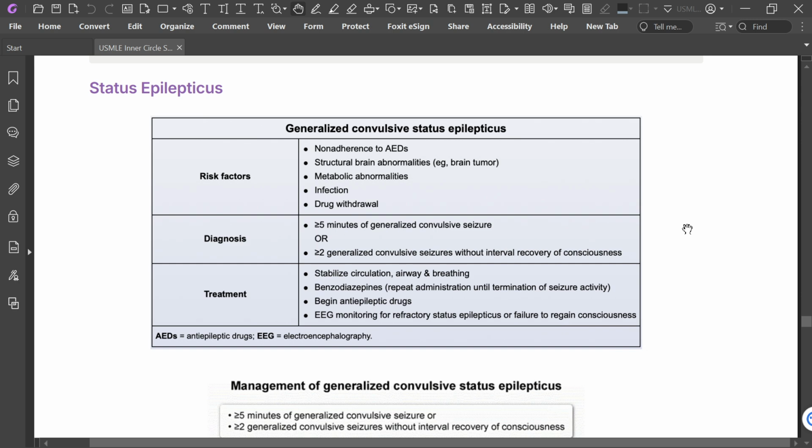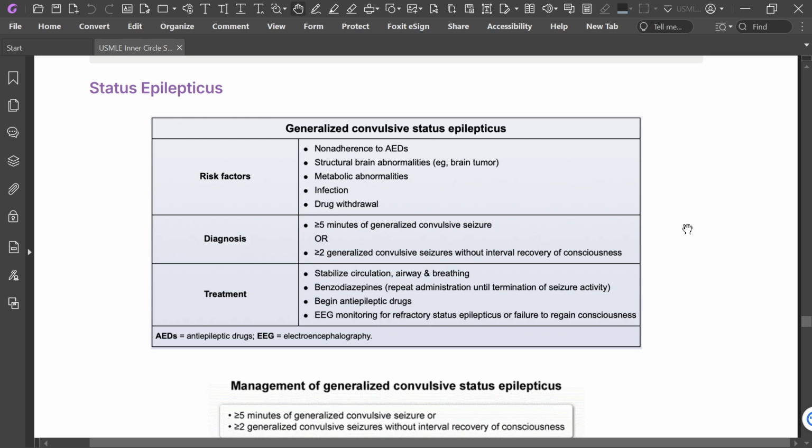How can we diagnose a patient with generalized convulsive status epilepticus? Diagnosis is confirmed by 5 or more minutes of generalized convulsive seizure, or 2 or more convulsive seizures without interval recovery of consciousness. So we can diagnose if there are 5 or more minutes of generalized convulsive seizure, or 2 or more generalized convulsive seizures without interval recovery.